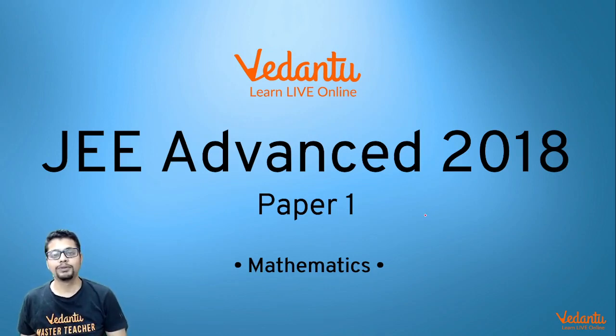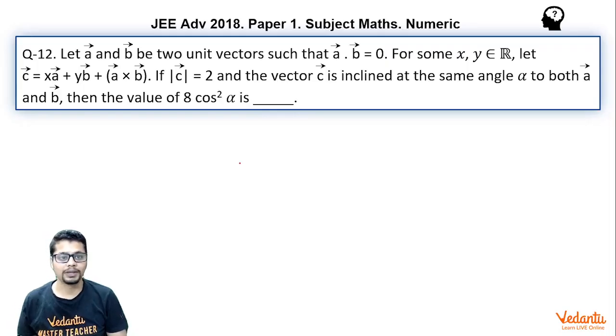We are discussing JEE Advanced 2018 Paper-1 Mathematics, and the question for this video is this. Let A vector and B vector be two unit vectors such that A vector dot B vector equal to 0. That means they are perpendicular. For some x, y belonging to real, let C vector be xa vector plus yb vector plus A vector cross B vector. If magnitude of C vector is 2 and the vector C vector is inclined at the same angle alpha to both A vector and B vector, then the value of 8 cos square alpha is.